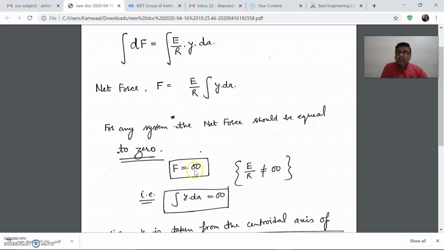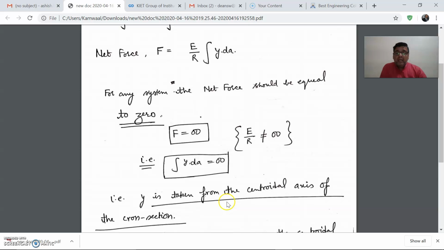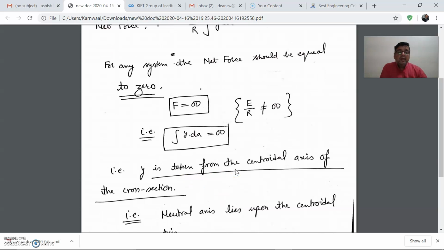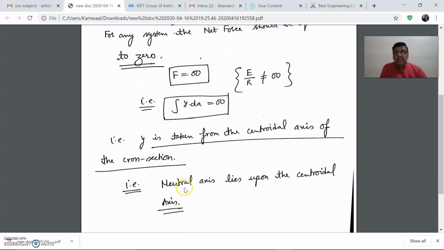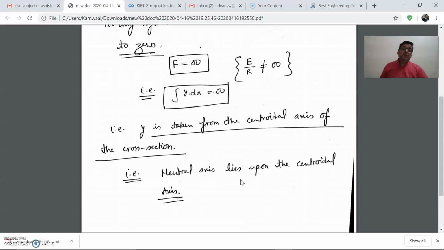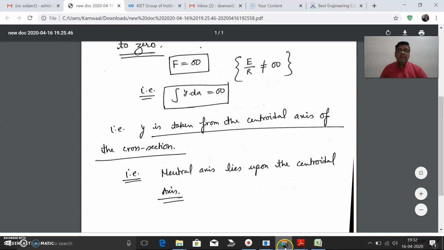Now when F is equal to 0 and F is equal to E by R multiplied by the integral y dA, E by R cannot be equal to 0, because it is some value. That means the integral of y dA should be equal to 0. If the integral of y dA is equal to 0, that means y is measured or taken from the centroidal axis of the cross section. Then what does this mean? This means that the neutral axis lies upon the centroidal axis. So the location of the neutral axis is nothing but the centroidal axis of that particular cross section. Right? Thank you.